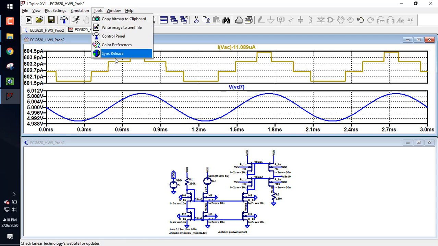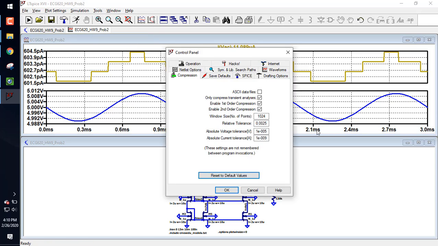If you go to the control panel and you look at the tolerances, it says there's a current tolerance, but also there's this relative tolerance here that everybody sees, which is 0.25%.